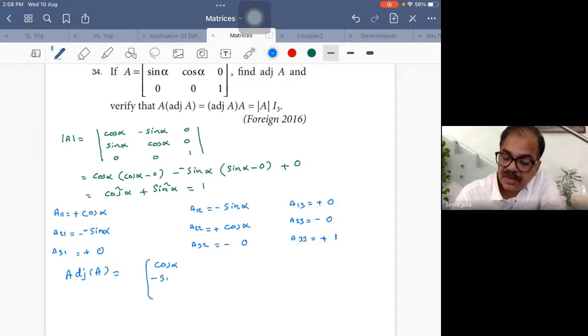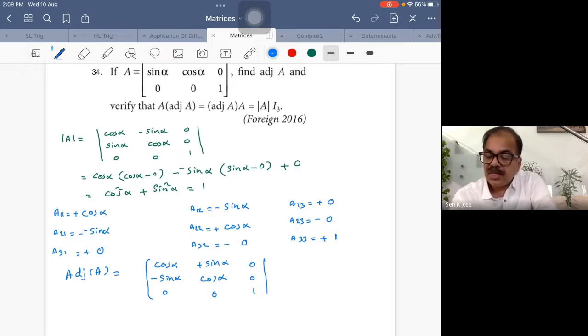Cos alpha, minus sine alpha, 0, minus sine alpha. No, it's not minus sine alpha. It is plus sine alpha. Sine alpha, cos alpha and 0. Then 0, 0 and 1. That's the adjoint of A. Now, what's your question?